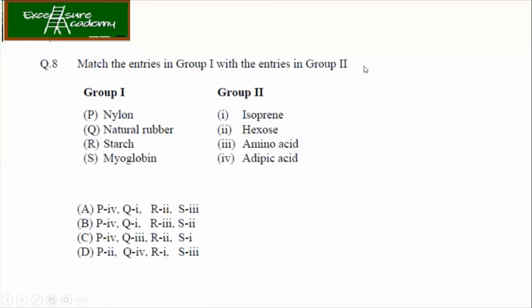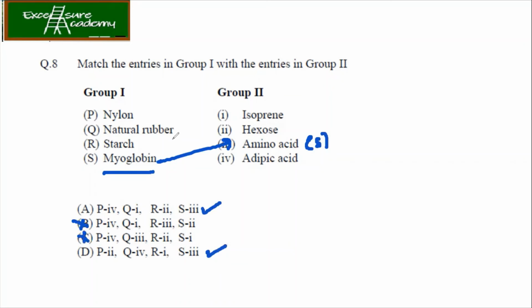Moving on to the next question. Match the entries in group 1 with the entries in group 2. So for this, we know what these are: nylon, rubber, starch and myoglobin. It is very simple to do actually. Myoglobin is a protein. So if you see the options over here, it should go to amino acids. Okay, so this is your S. So let's see how many are there. Either it is S3, which means you have got option A and option D. You can cancel B and C.